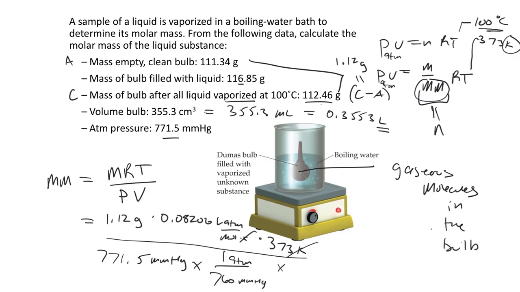And then the volume, 0.3553 liters. And so my millimeters cancels, my ATM cancels, my liter cancels, and I'm left with a unit of molar mass in grams per mole. So all my units simplify down to a unit for molar mass.